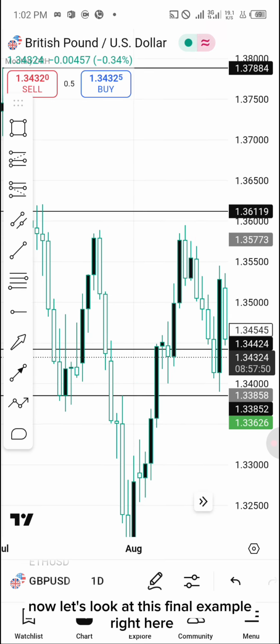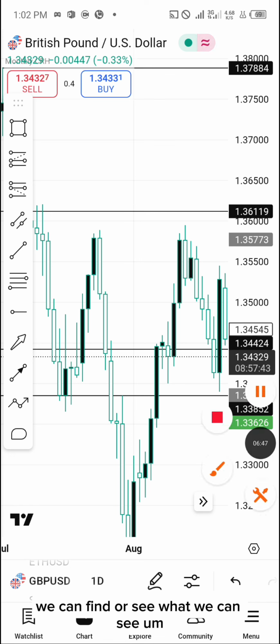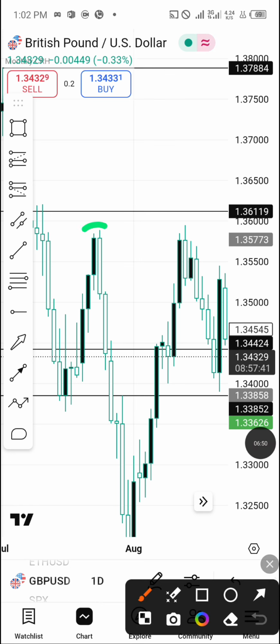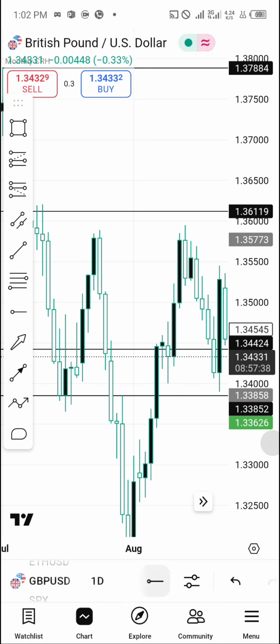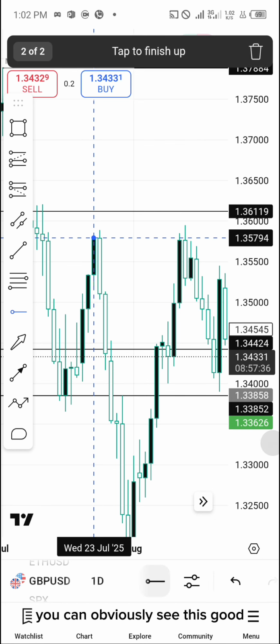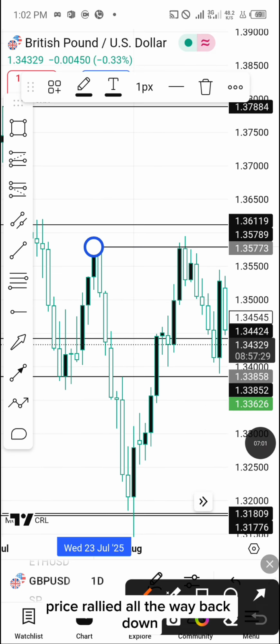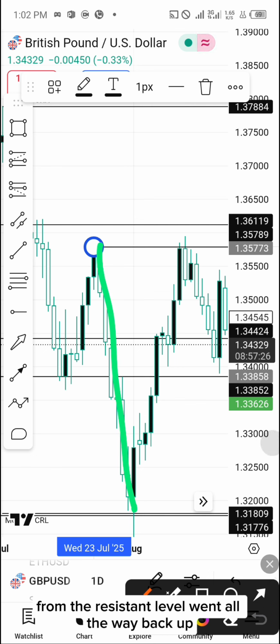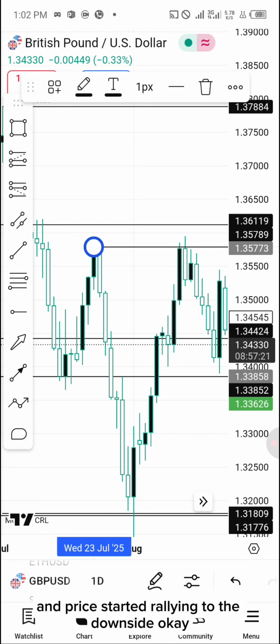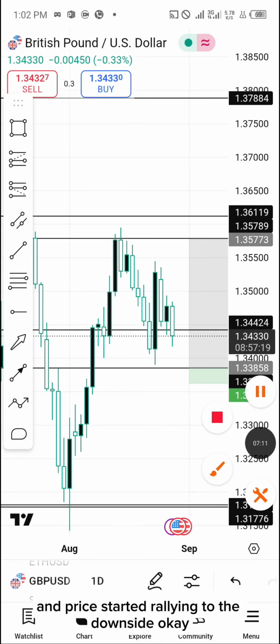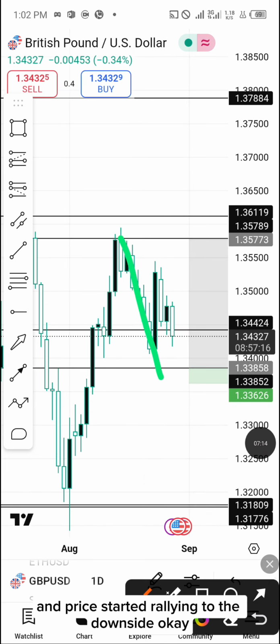Okay. Now let's look at this final example. Right here, we can see a resistance level at this point. Let's mark that and see. You can obviously see this. Good. Now what did we get? We can see that price rallied all the way back down from the resistance level, went all the way back up, couldn't break above it, and price started rallying to the downside.